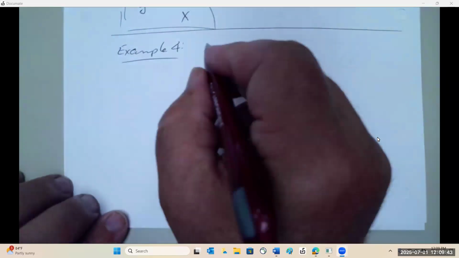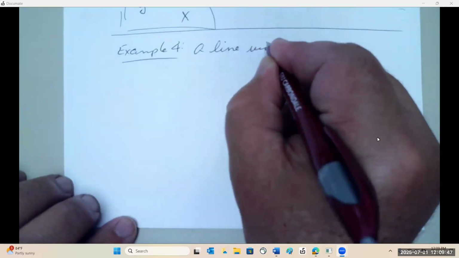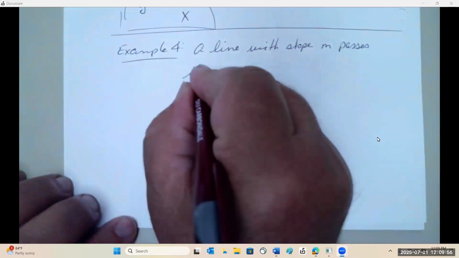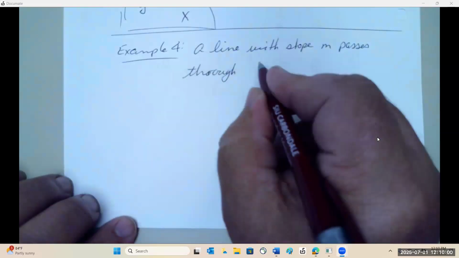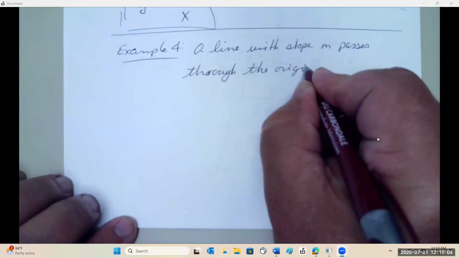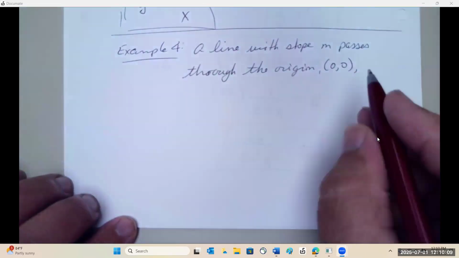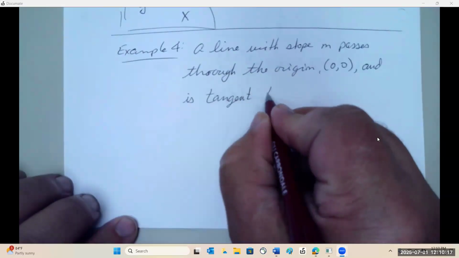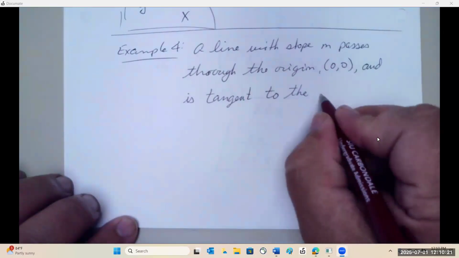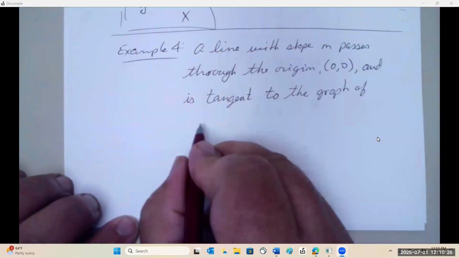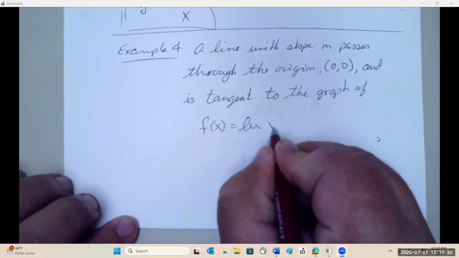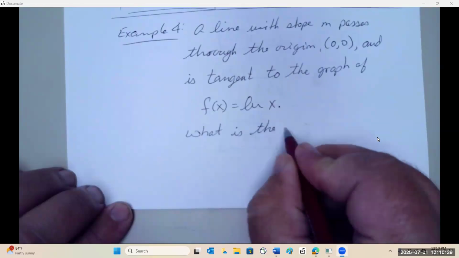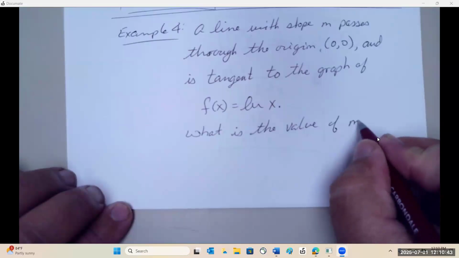Example 4. A line with slope m passes through the origin, which is 0, 0, and is tangent to the graph of the function f of x equals ln x. What is the value of m?